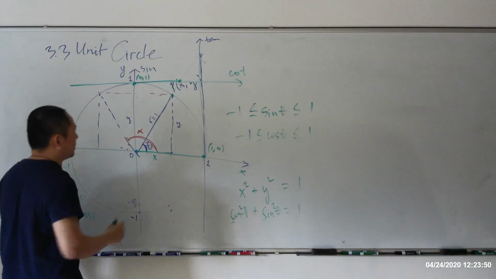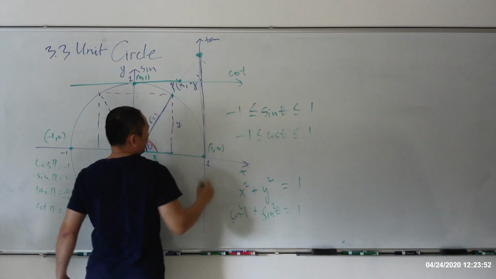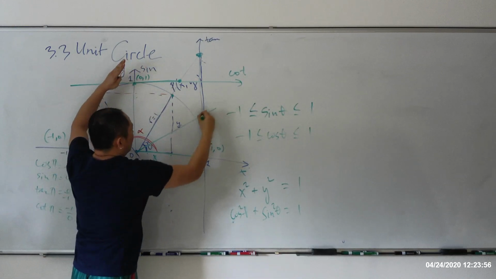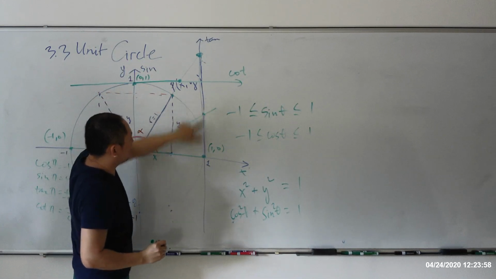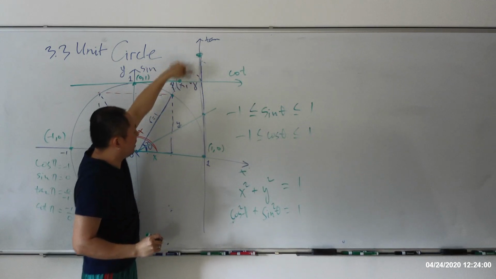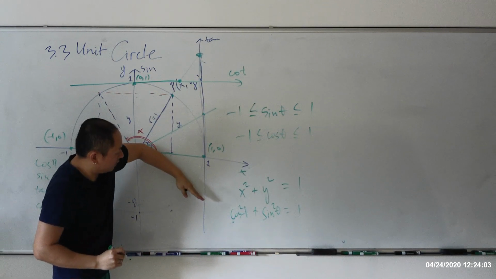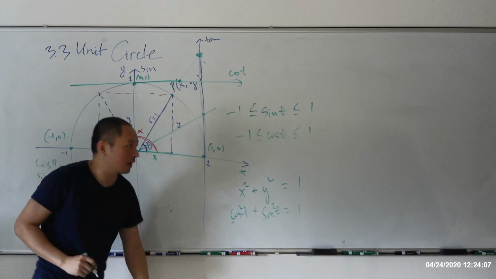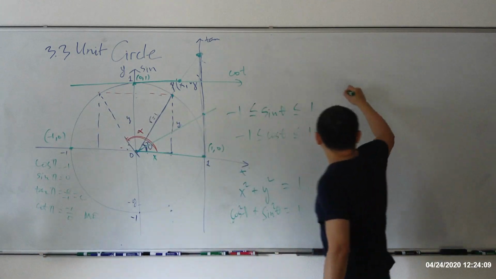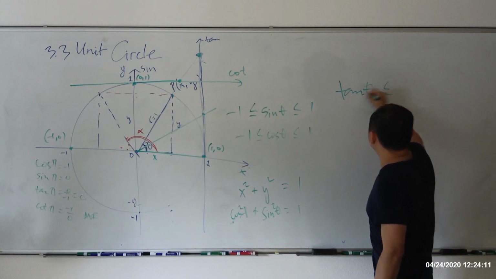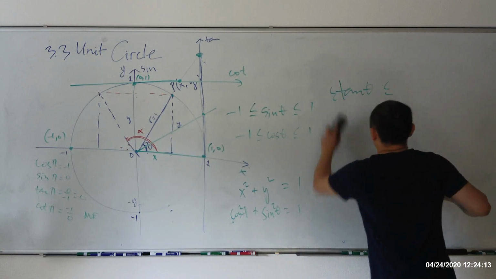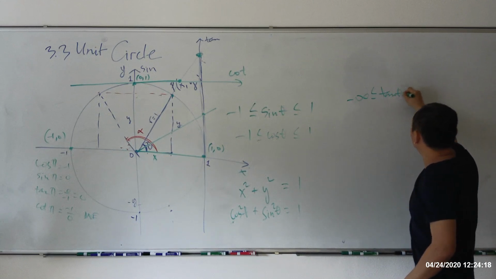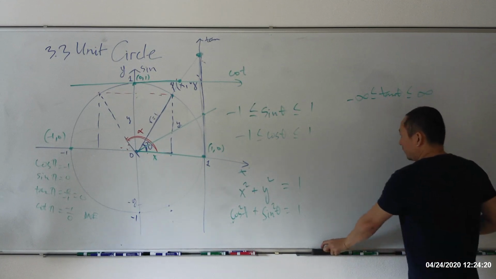It's not the same for tangent, guys. This is the point for tangent, and this is the tangent axis right here. When you move the angle, say right here, this is tangent, right? Tangent could move from 0 all the way to positive infinity, and if you move the angle this way, the tangent value can go from 0 all the way to -infinity. So tangent of theta is going to be somewhere between, let me write it carefully, -infinity less than or equal to tangent theta less than or equal to positive infinity.